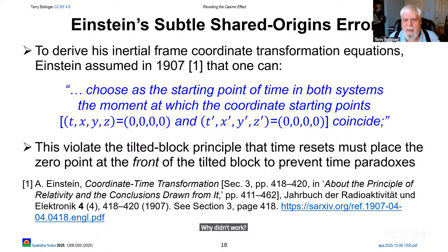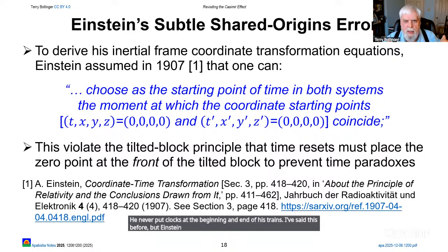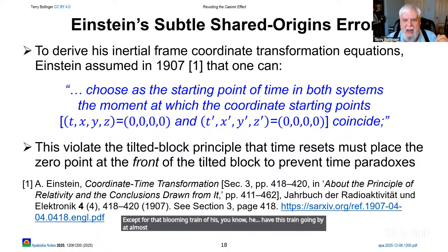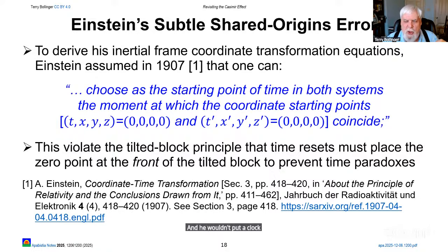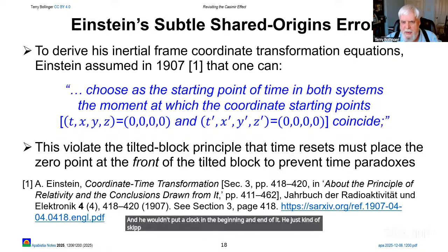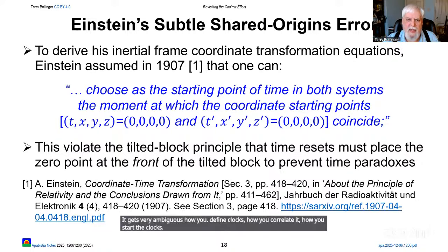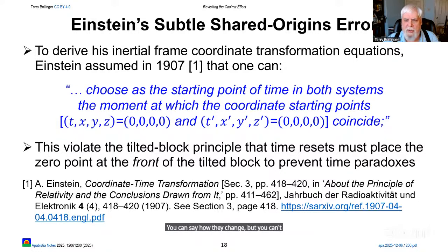And you see this in Einstein's own work because he never put clocks at the beginning and end of his trains. I've said this before, but Einstein would put clocks everywhere, except for that blooming train of his. He had this train going by at almost the speed of light, and he wouldn't put a clock in the beginning and end of it. He just kind of skipped over that part. And this goes back to this point, because once you make this assumption, it gets very ambiguous how you define clocks, how you correlate, how you start the clocks. You can say how they change, but you can't say what the original settings are.